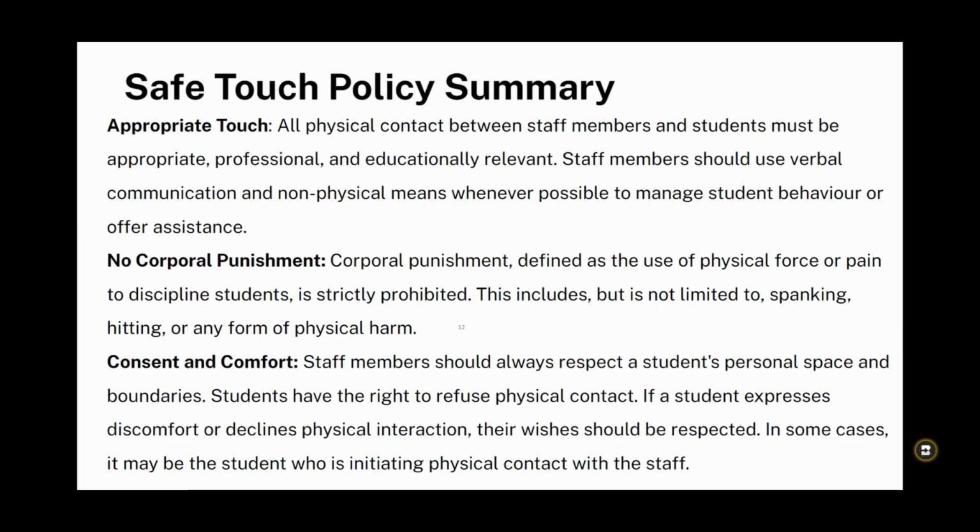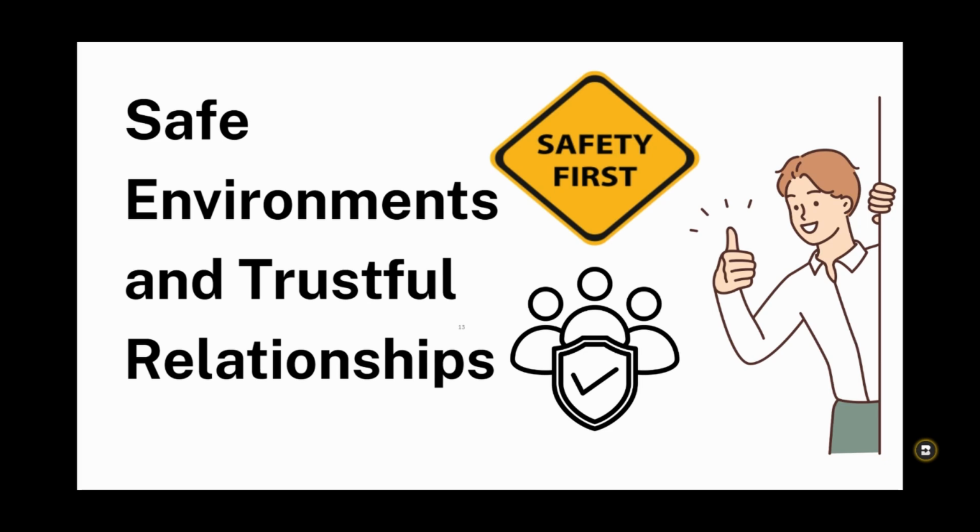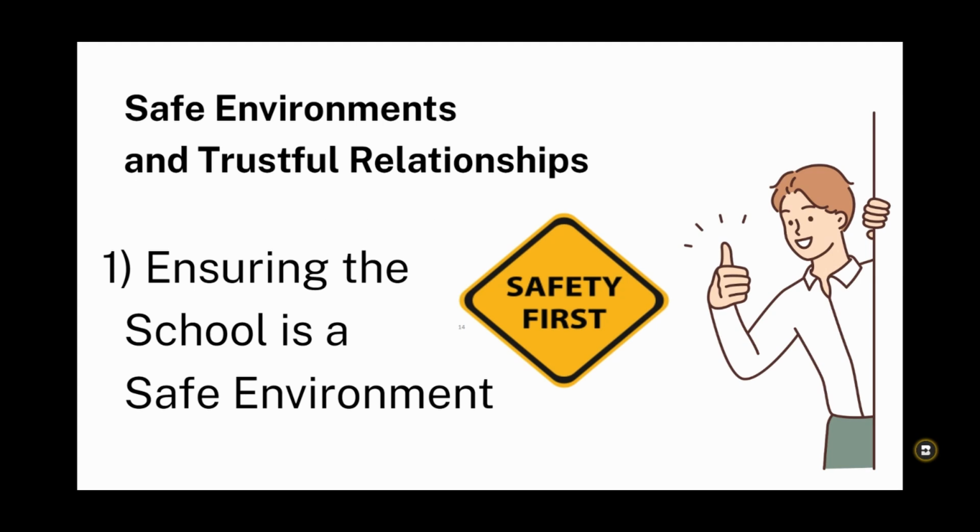As mentioned, your school should have a safe touch policy. A summary of the general points in a safe touch policy include appropriate touch, and again, asking permission, no corporal punishment, and a very important point, as mentioned, consent. Please check with your school to get your safe touch policy so you understand it correctly. Now, safe environments and trustful relationships are essential for safeguarding. How do we ensure the environment in school is safe?